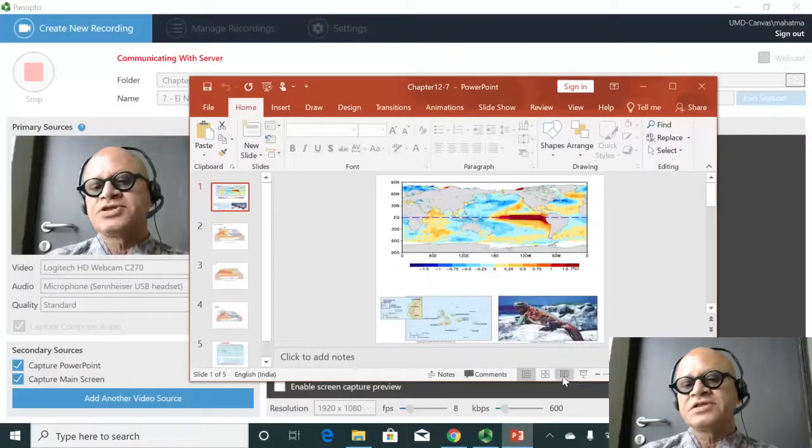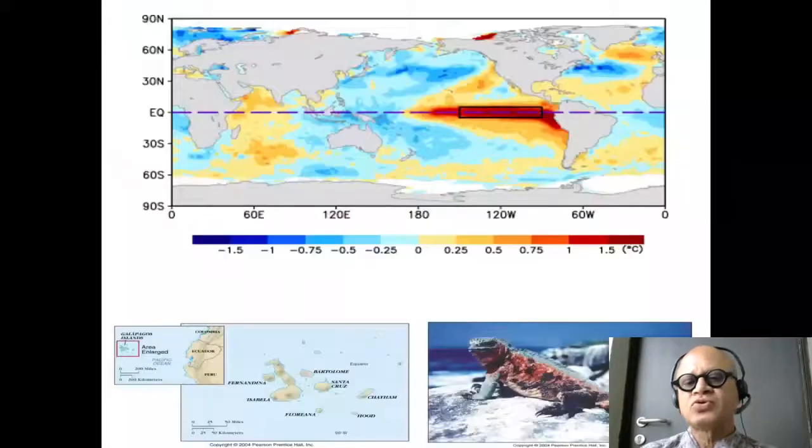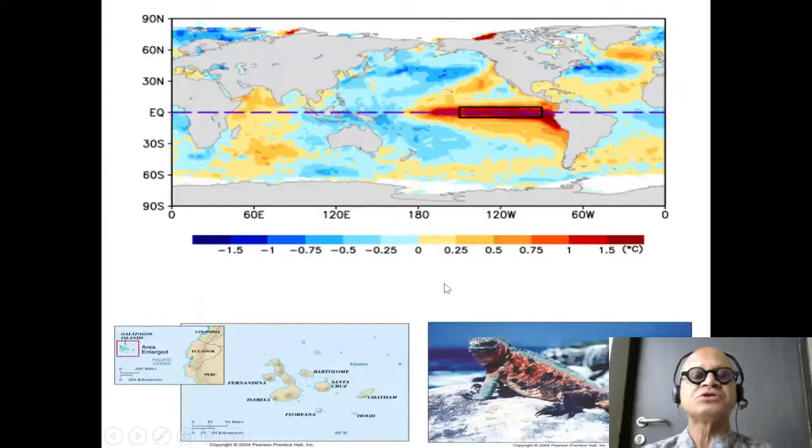So let's jump straight now to the topic of El Nino, which is obviously very broad. We'll cover it a little bit, and then I will briefly mention how the other oceans work in terms of this tropical mode of variability.